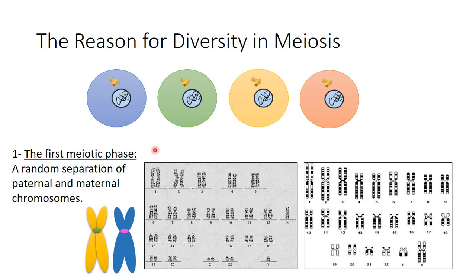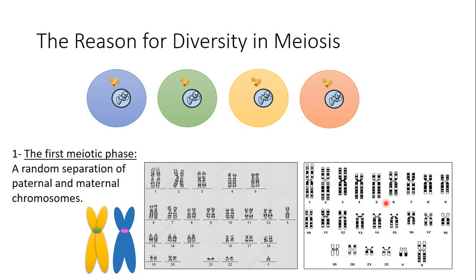For example, I might get here the maternal for the first cell. I might get maternal, maternal, maternal, paternal, paternal, maternal, paternal. You understand what I mean? It's totally random separation of these two chromosomes from each other. So here the set of chromosomes might be maternal or paternal.